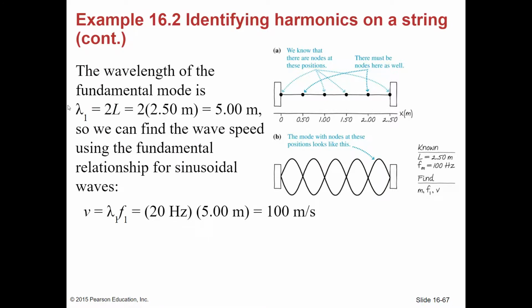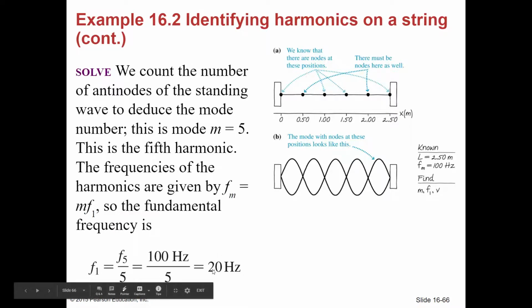The fundamental wavelength we can find by lambda being 2L. Remember, we're talking about the fundamental now, not this one. The fundamental from here back to here is 2 times the length, because the fundamental mode looks like just one loop like that. So 2 times the entire length equals 2 times 2.5 equals 5 meters. So we know that the fundamental wavelength is 5, and the fundamental frequency is 20.